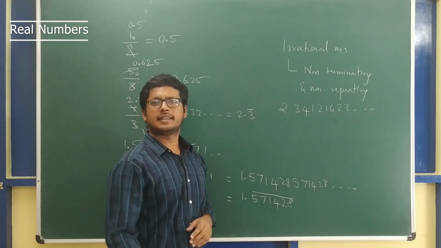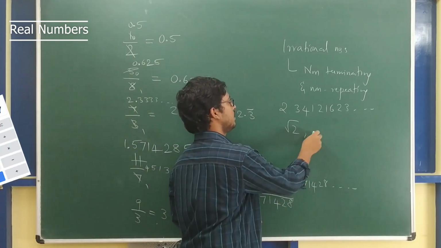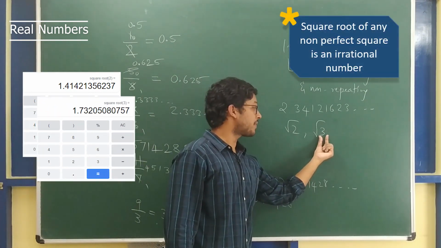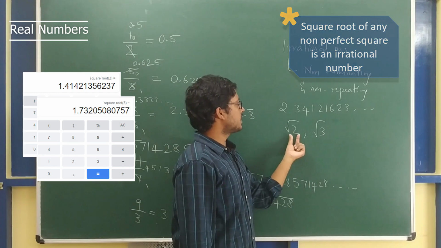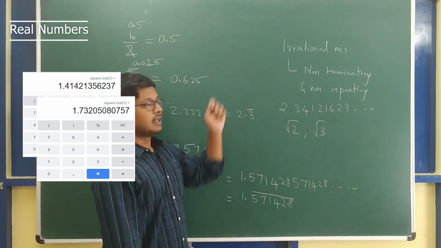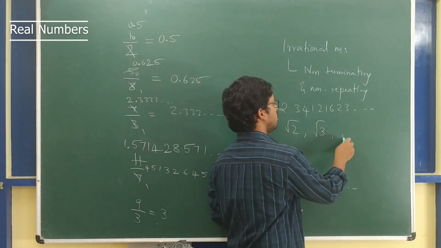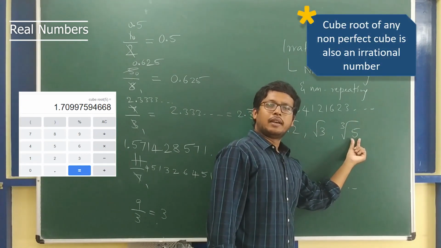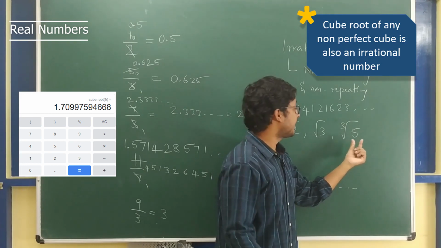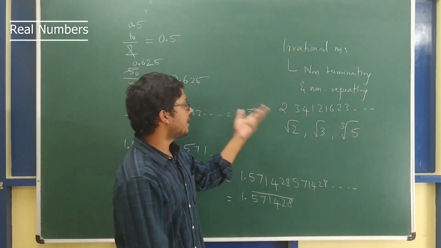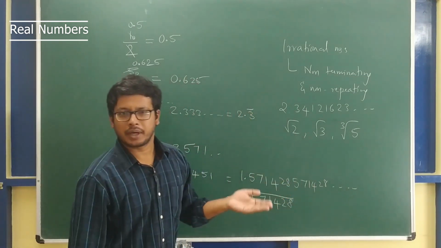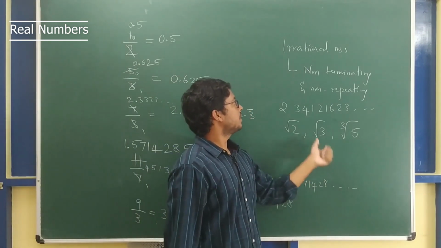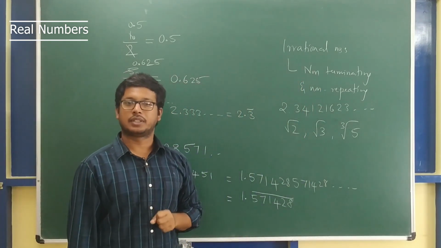So where do we popularly see this? Popular examples are square root 2, square root 3, square root of any non-perfect square. Such numbers will always be irrational. Or you can even take cube root of 5, cube root of any non-perfect cube is again an irrational number. Or you can write it in general, nth root of any number which is not a perfect power of n. Any such numbers are classified as irrational numbers.